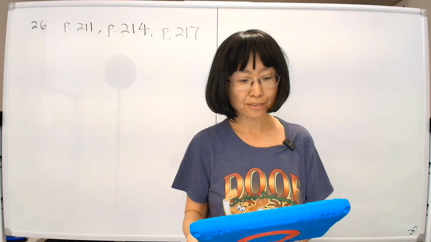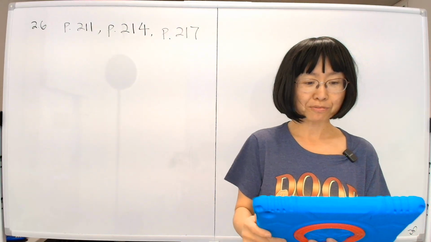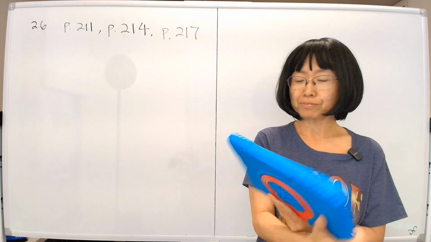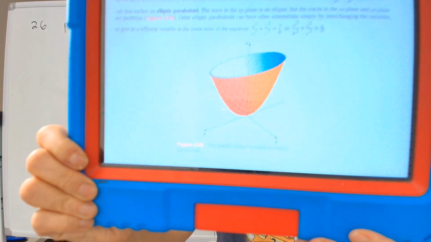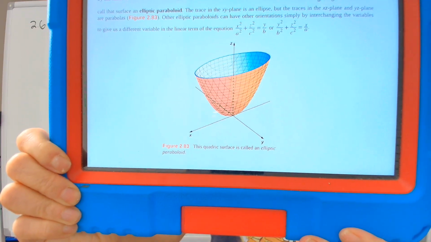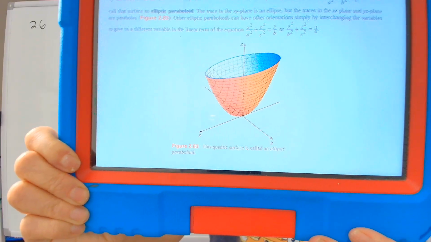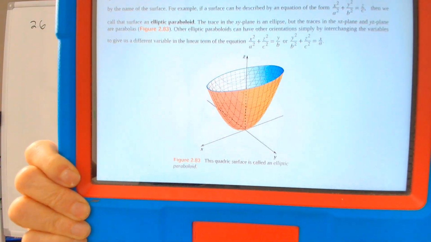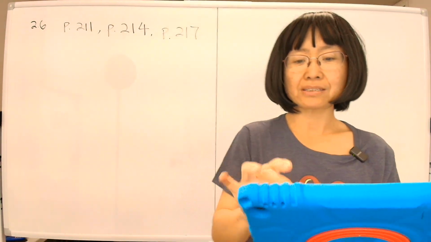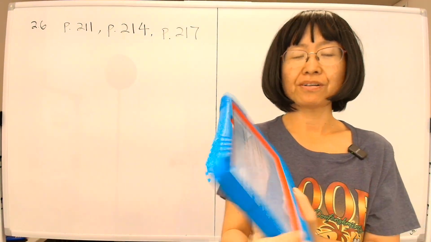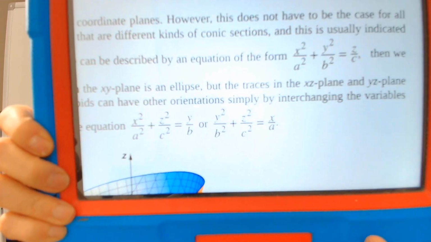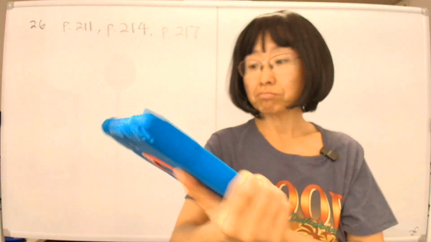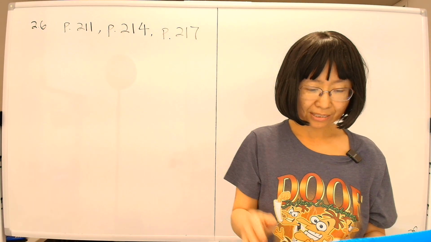Next, let's look at the next page, 217, where we look at something called the elliptic paraboloid. What's so elliptic paraboloid about it? It's a parabola in some cross sections, the vertical cross sections, and it's an ellipse in the horizontal cross sections, as you can see. The elliptic paraboloid has the form x squared over a squared plus y squared over b squared equals z over c. And yeah, okay, so that's that.